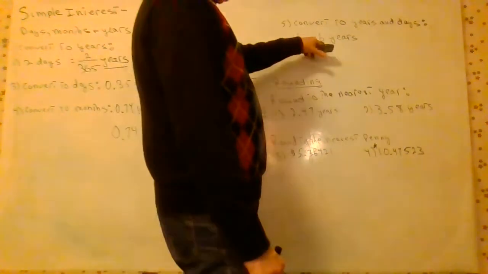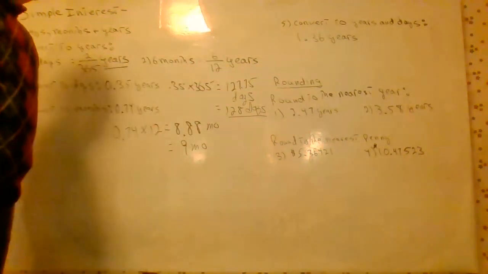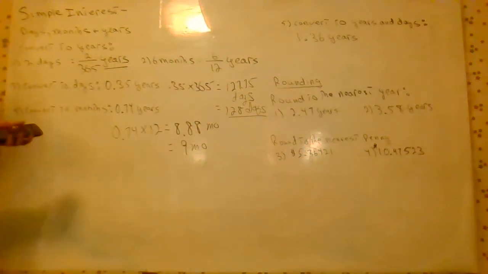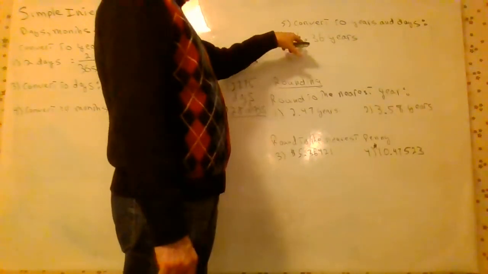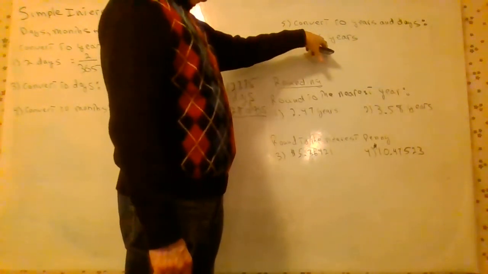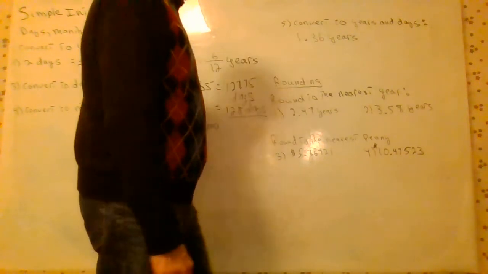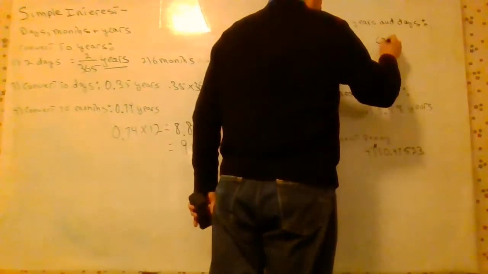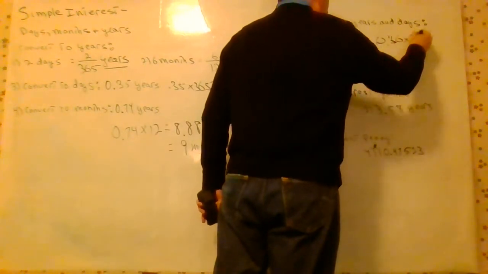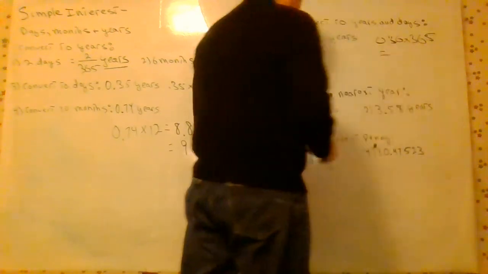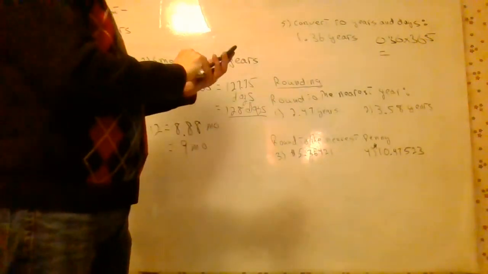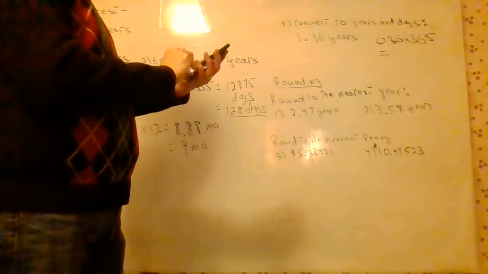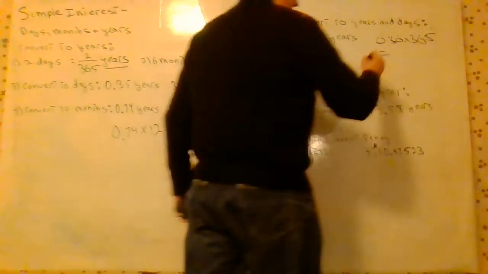Next, if we have an answer like 1.36 years, from our simple interest formula, quite often an answer will come out as a number of years with a decimal. And we'll want to convert this to either 1 year and so many days, or 1 year and so many months. Let's convert to years and days. First of all, we multiply 0.36 times 365, and we end up with 131.4.